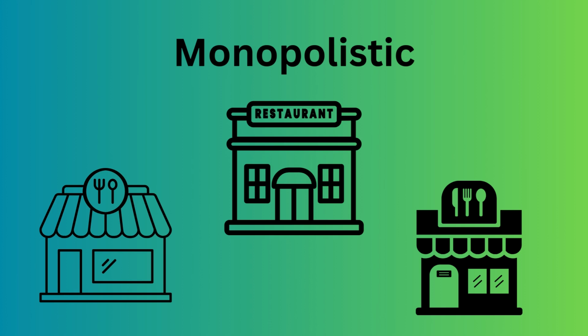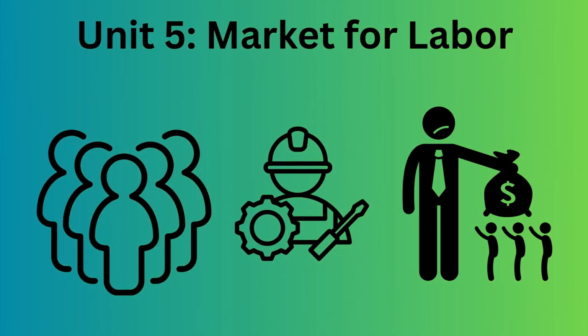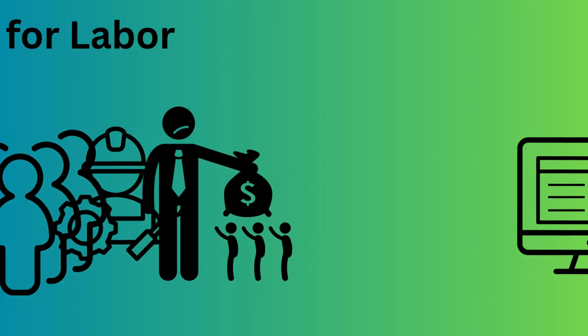So each market structure has its own quirks, and they all impact how businesses behave and what consumers get. Okay, so we've talked about goods and services, different types of markets. But what about the market for labor? That's Unit 5, right? Yep, the labor market. Same principles of supply and demand, just applied to jobs and wages.